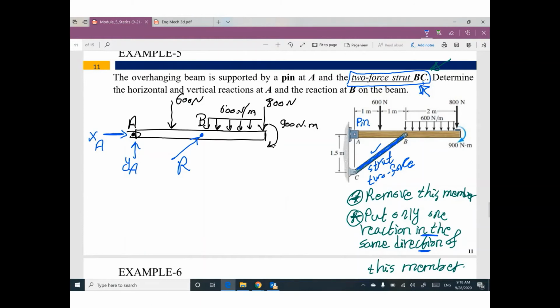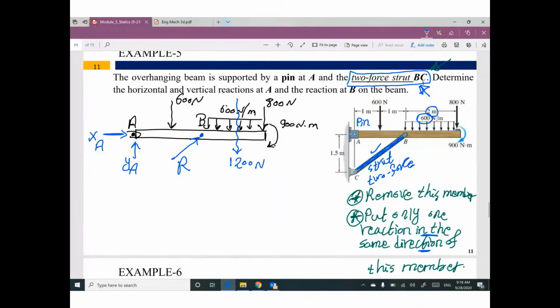We have here uniform distributed load. So we have the equivalent. How much? 600 times 2 meter. It will be 1200. I'm sorry, 1200 Newton.